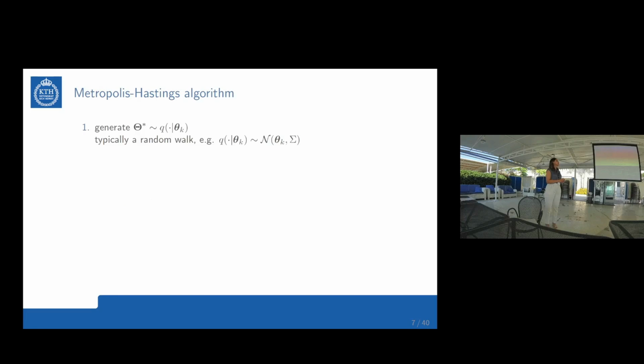The most general method here is the Metropolis-Hastings algorithm, where we generate a new proposal theta star for the next value of the chain. And we generate it using this transition kernel Q, transition probability. And typically, this transition kernel is a random walk. And for example, we can assume it to be normally distributed and centered in the previous parameter of the chain, theta k.